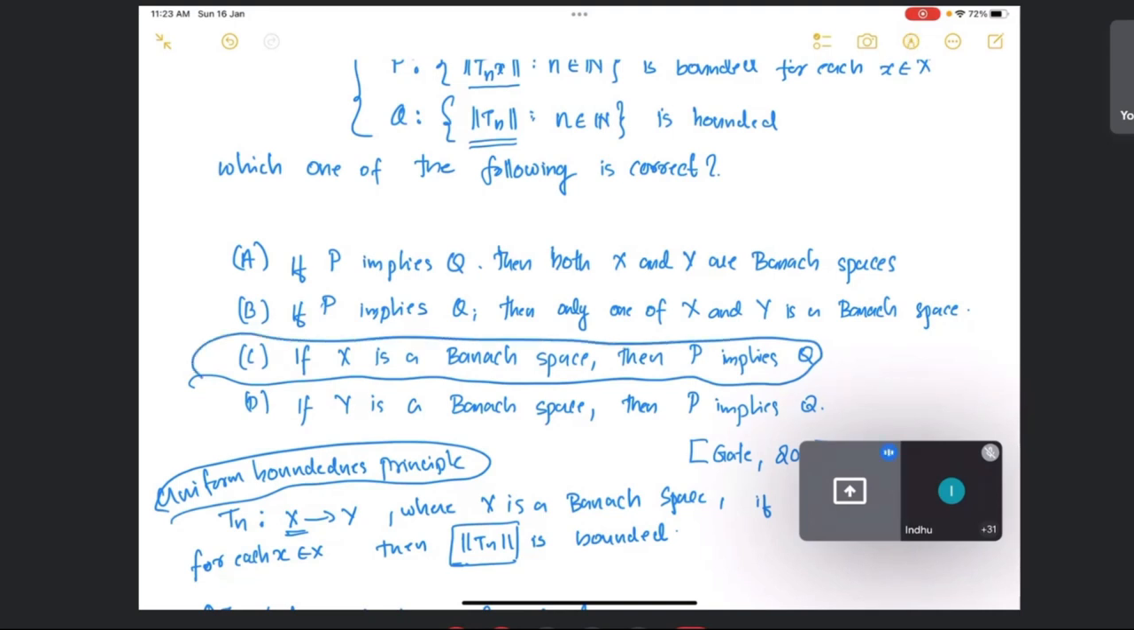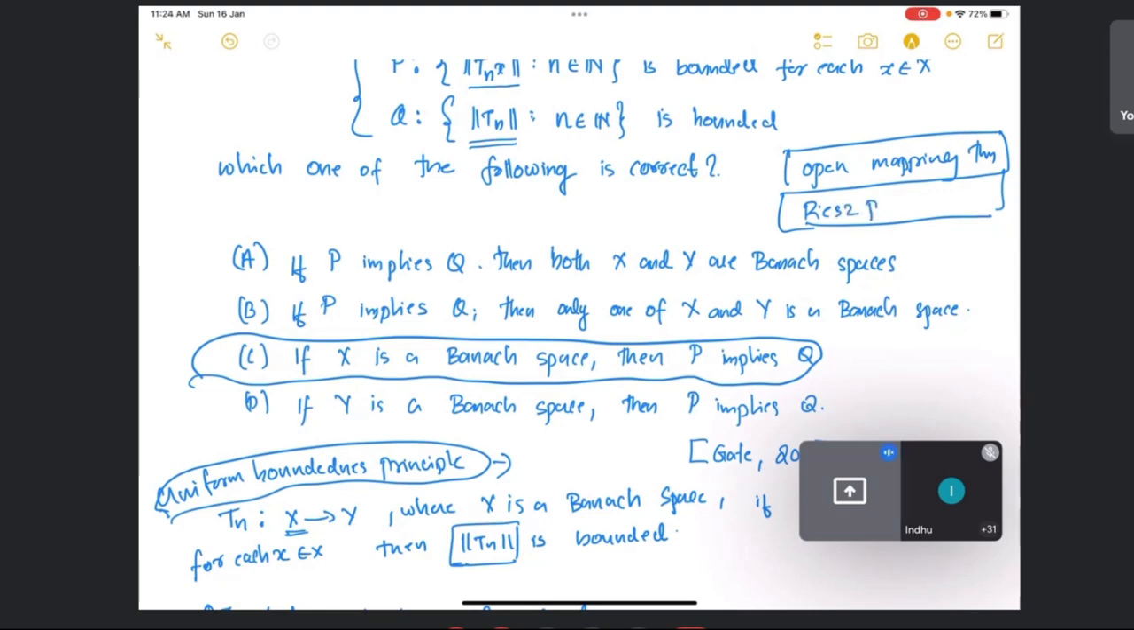Once you prepare for this exam, there are some really important theorems in functional analysis. One is the uniform boundedness principle, and another is the open mapping theorem. The other one is the Riesz representation theorem. And the next is the closed graph theorem. So there can be questions from these important theorems, and sometimes the question can be asked very directly.